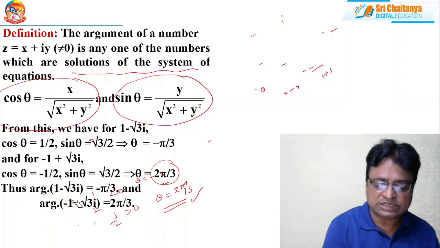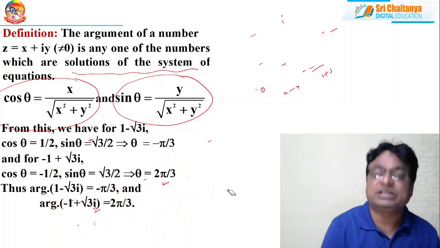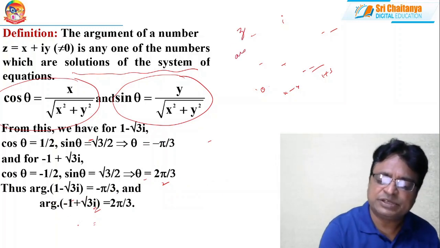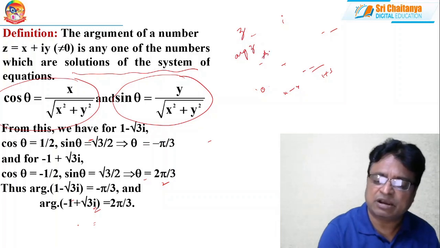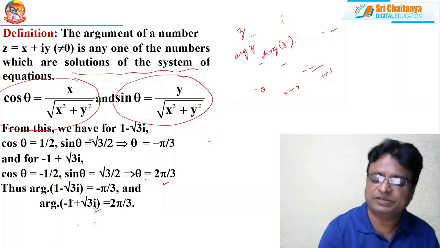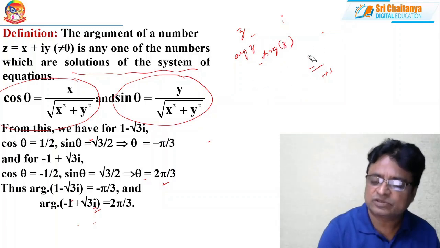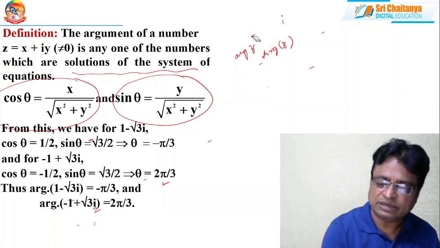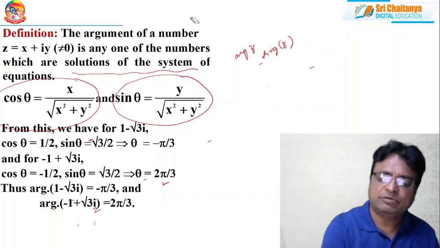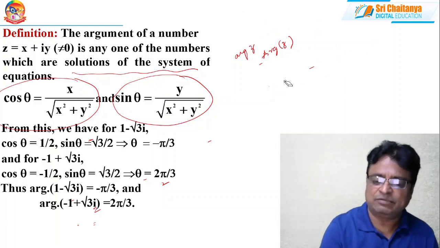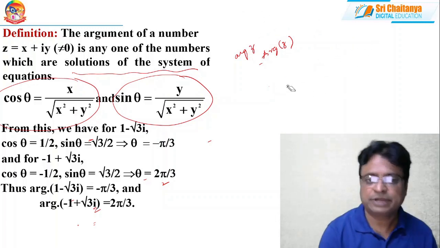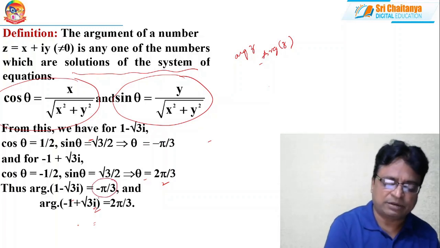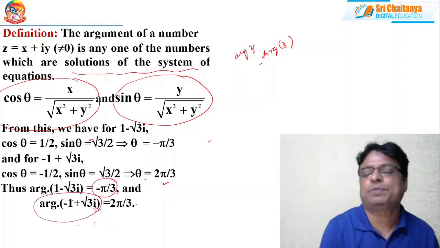And the argument of a complex number is denoted with what? arg, that I already told. If z is a complex number, then the argument of z is denoted with arg z. This is argument z. It is what? Angle. So, argument means what? Angle. So, don't get any confusion. In complex numbers, instead of using the word angle, we use the word argument. Okay. So, the argument of 1 minus root 3 i is minus pi by 3. The argument of minus 1 plus i root 3 is 2 pi by 3.